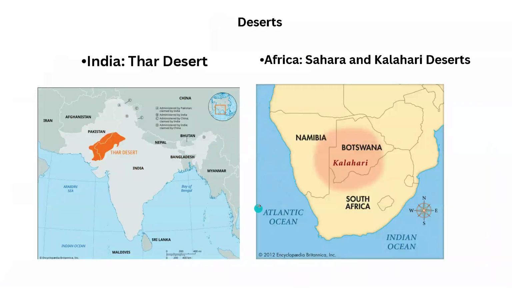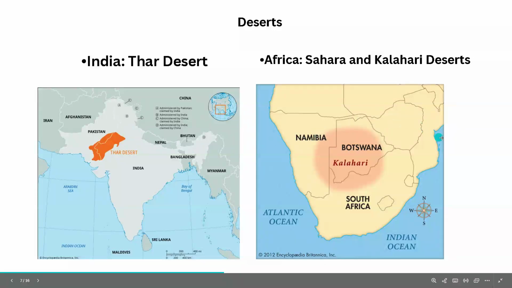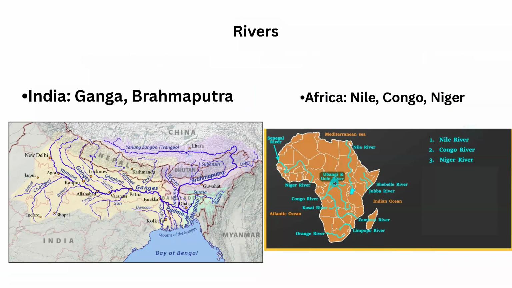Now, when we are comparing deserts, India has one desert, the Thar Desert in the northwest. Africa has two deserts, Sahara and Kalahari. Kalahari in the south, Sahara in the north. We have seen that in the previous slide. Now you can see the northern Sahara Desert is here, down Kalahari Desert.